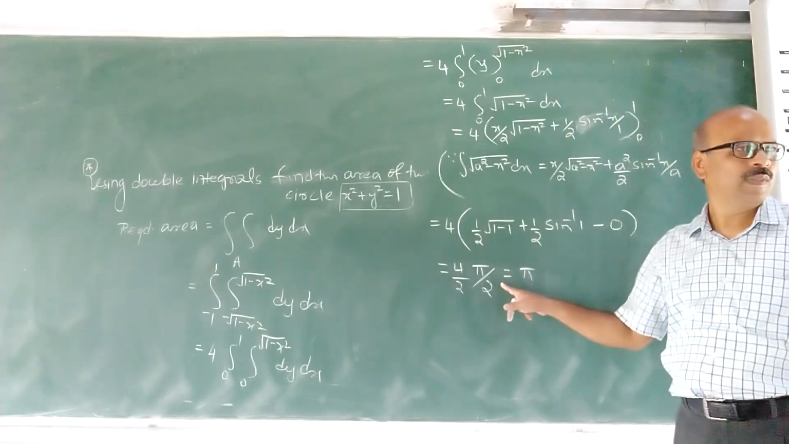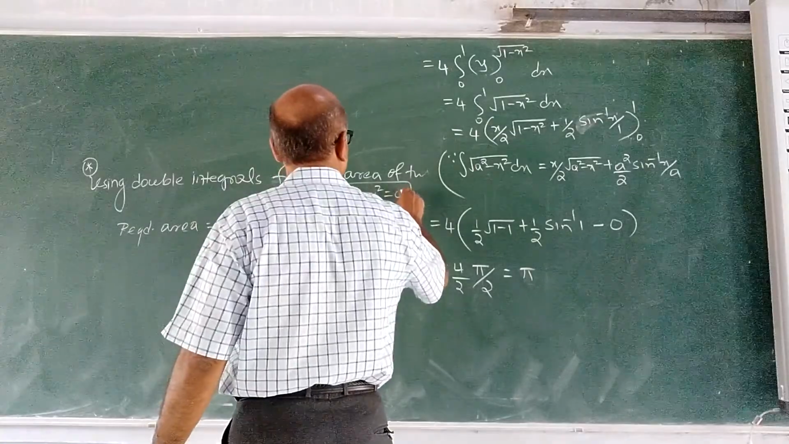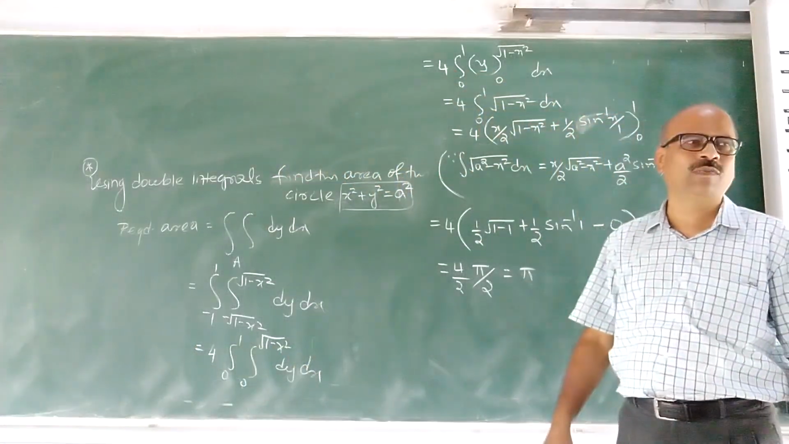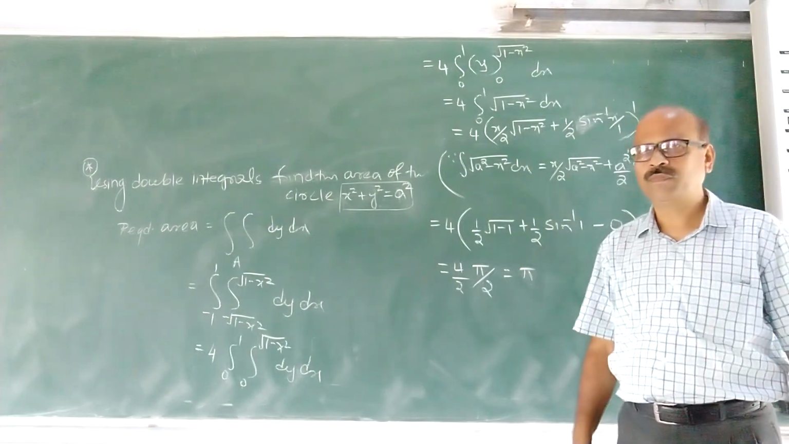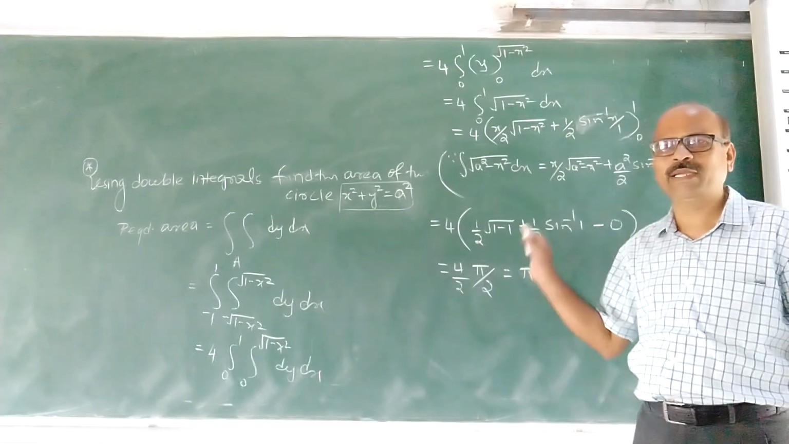Completed this one. Area of the circle is pi. Now I make this as a. X square plus y square is a square. Then what must be the answer? Pi into a square. Answer will be pi into a square.